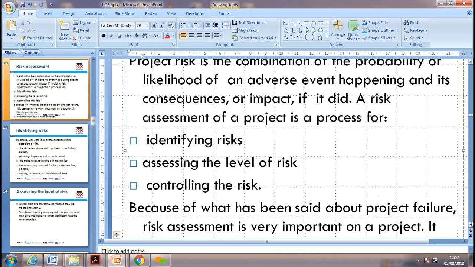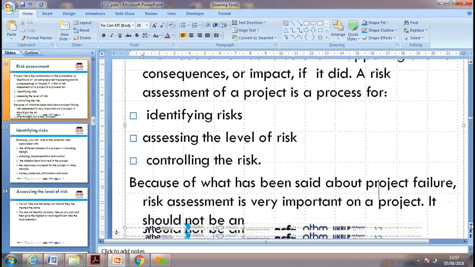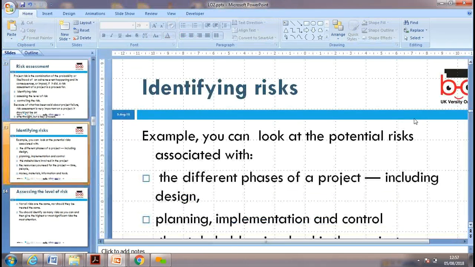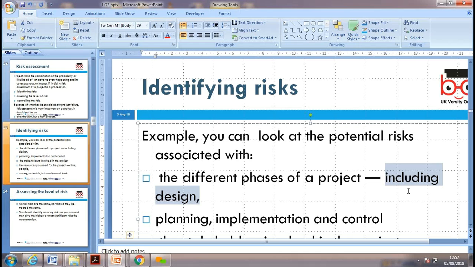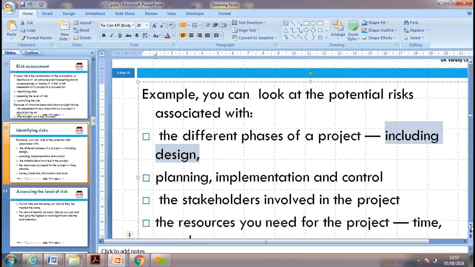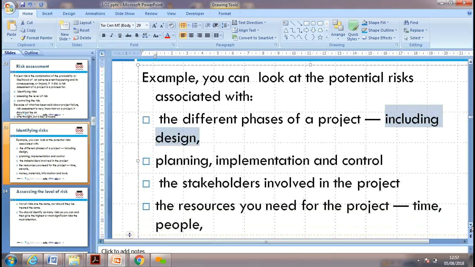Because of what has happened, the project failure, risk assessment is very important in a project and should not be skipped. So we need to identify the risk. For example, you can look at the potential risks associated with different phases of the project, such as the design. If the design is not appropriate, maybe we'll call in an expert, we listen, or we involve different stakeholders and their concerns, that will help us to improve and eliminate the risk.